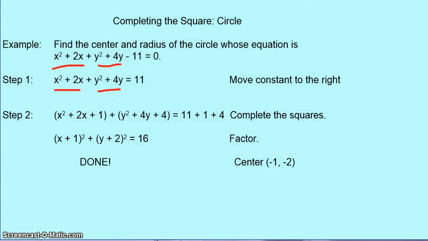Then we got to take half of b and square it. So for the x number, if I take 2 and divide by 2 and square it, I get a 1, and I add that to both sides. In my 4, I take half of it and square it, I get a 4, and I add that to both sides. So then all the way on the right side, I get 16. On the left side, I factor, and I'm done, and that's the circle.